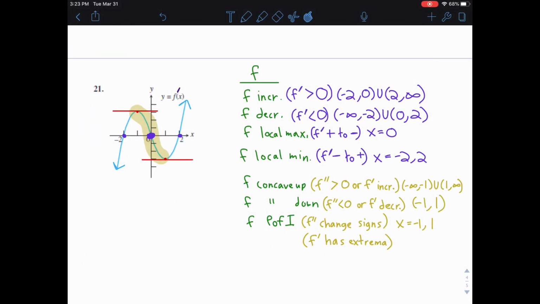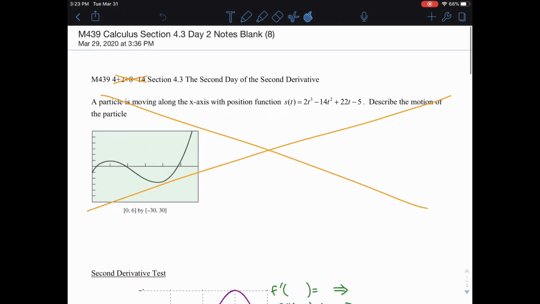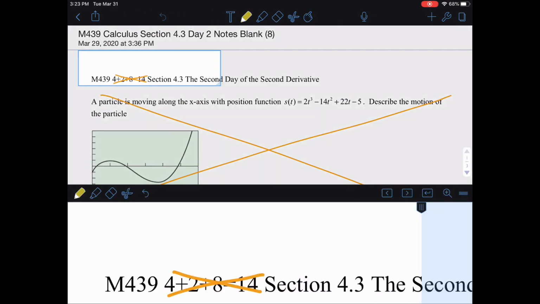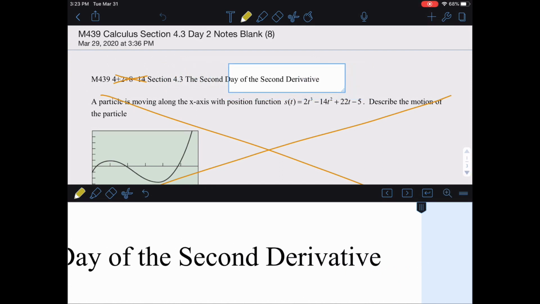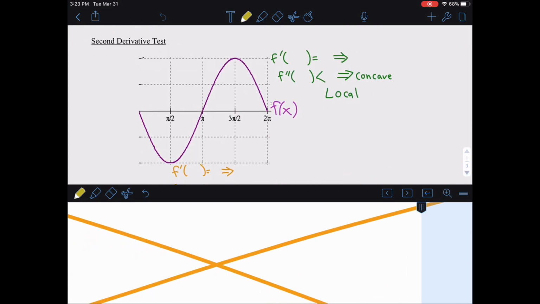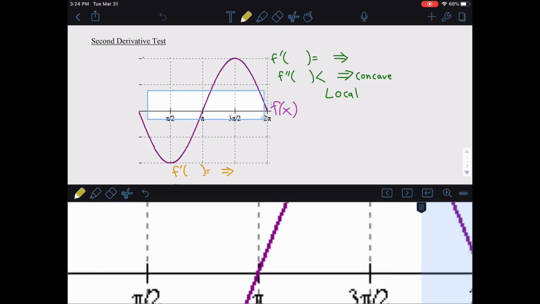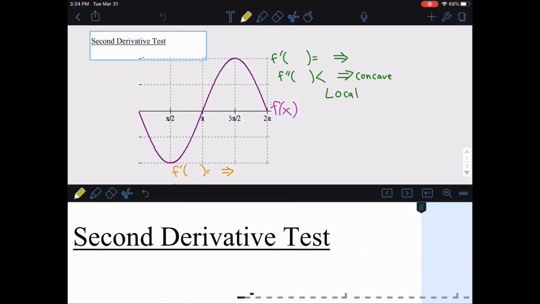Okay, so now let's take a look at section 4.3 day 2 notes, and we are ready to talk about our main new topic for today, which is going to be the second derivative test. Let's skip this first example here and keep it moving down. We're going to take a look at this graph here, f of x, this purple curve. This graph kind of looks like negative sine of x, which is its basis, but that's not really the main thing we're going to look at here. Let's get right into it.